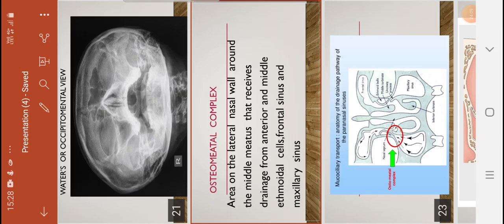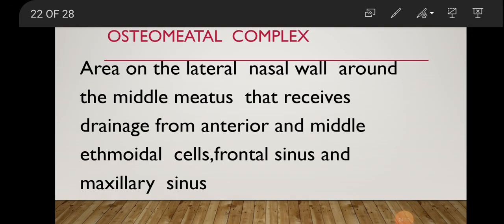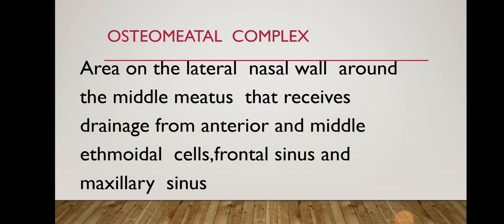Okay, so coming to the next thing, that is the osteomeatal complex. So what is this osteomeatal complex? It's nothing but the area on the lateral nasal wall, around the middle meatus, that receives drainage from the anterior and middle ethmoidal, frontal, and the maxillary sinus. So all these sinuses drain into the middle meatus. The osteomeatal complex is the area on the lateral wall of the nasal cavity around the middle meatus, that receives drainage from the anterior ethmoidal, middle ethmoidal, frontal sinus, and the maxillary air sinus.